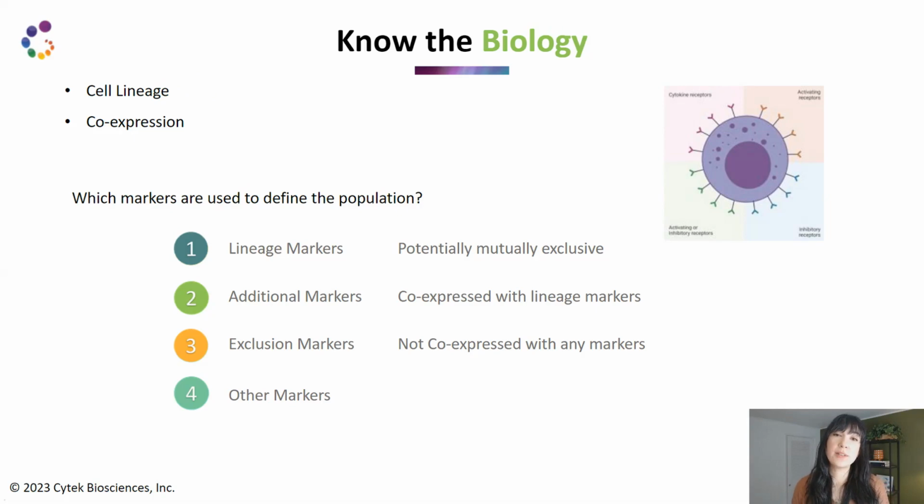So for lineage markers, oftentimes one lineage marker is mutually exclusive from another lineage marker. So our CD3 is not going to be co-expressed on a totally different cell type like a neutrophil. Our additional markers, our CD4 and CD8, oftentimes those are co-expressed with our lineage markers. So we know that CD4 and CD8 are going to be co-expressed with CD3. And then our exclusion markers, we have specifically put those in so that they're going to remove cells that we're not interested in. So they're not going to be co-expressed with any markers that are on our cells of interest. That's one way to start thinking about co-expression.